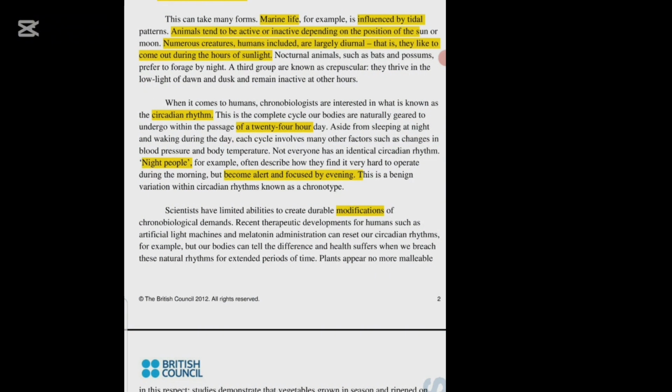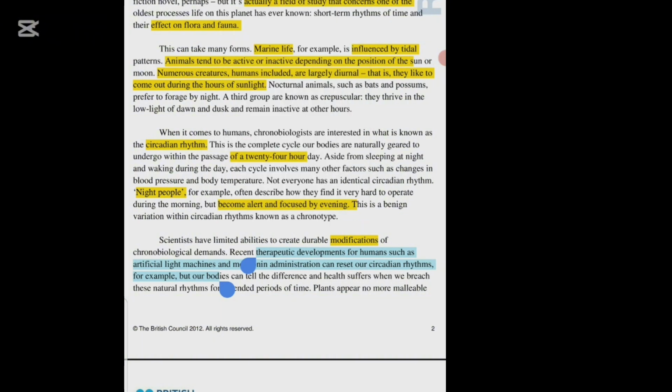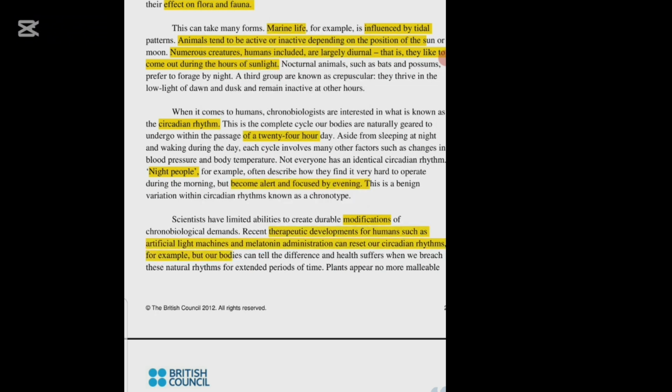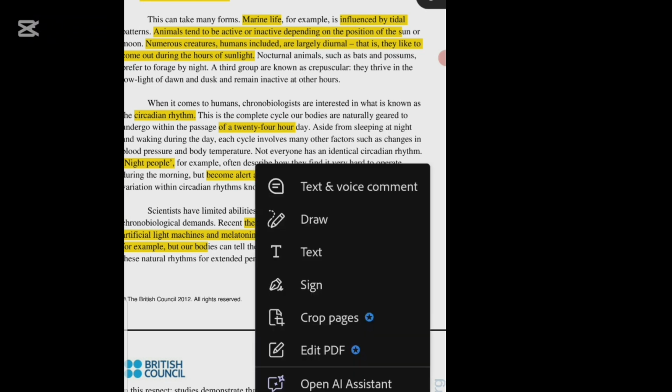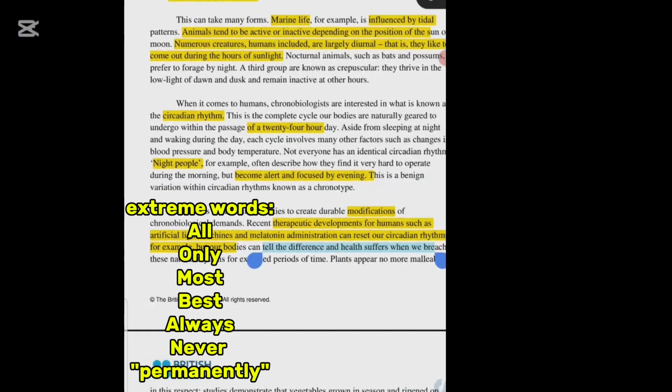Recent therapeutical developments for humans, such as artificial light machines and administration, can reset our circadian rhythms. For example, okay, I can see the idea of resetting, but I've not seen that it can reset permanently, but our bodies can tell the difference, and health suffers when we breach, of course. So you see, I want to be careful of extreme word choices, words like never, best, most, and of course permanently is one of them.